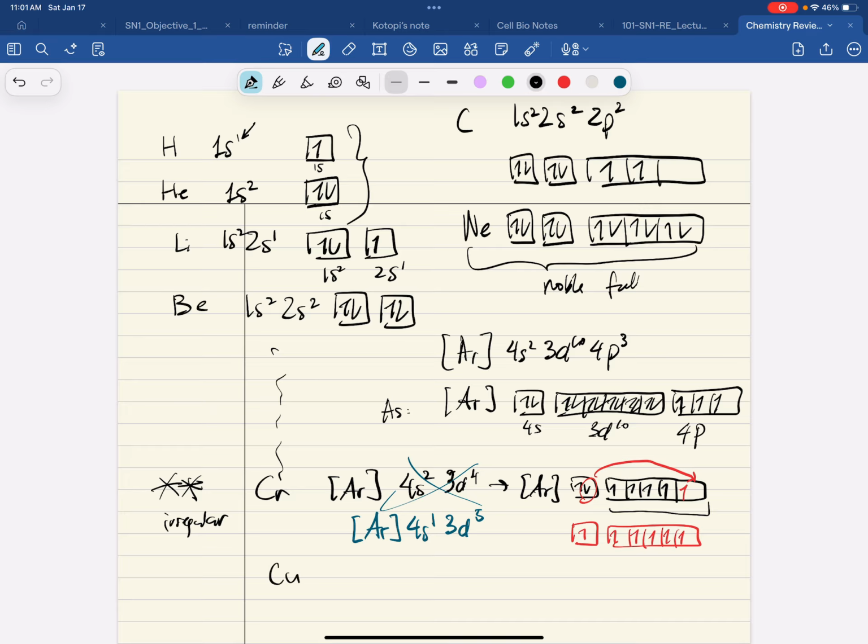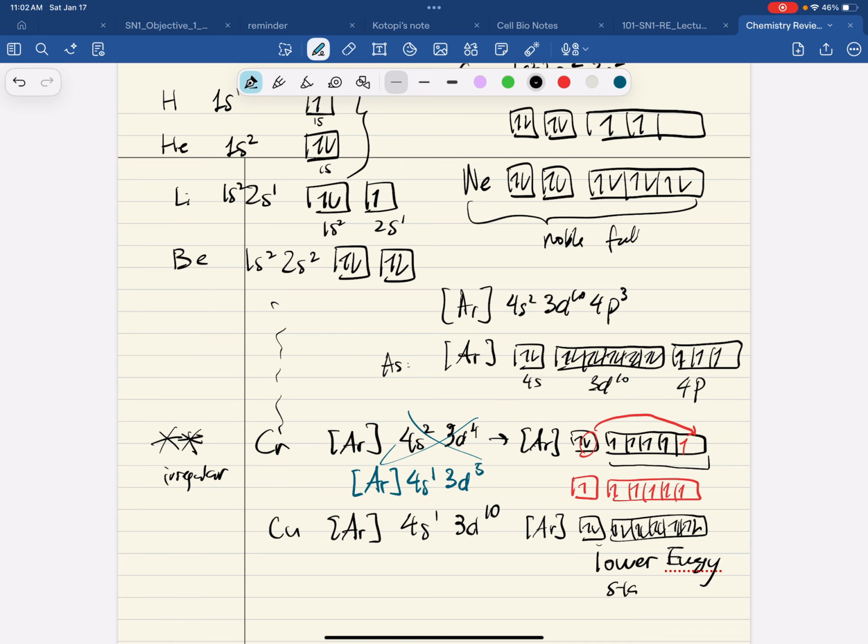Similarly, for copper, it will be Ar 4s1 and 3d10, because if you fill it in normally, you would see that there's 2 here, and then there's 9 for copper in the d orbital. But realize that there's one space that is not empty, but single. One of the boxes in this d orbital is single. We want this one to be fully paired, so that's maybe more satisfying. What's actually satisfying? It's a lower energy level. Lower energy level means that they're more stable.